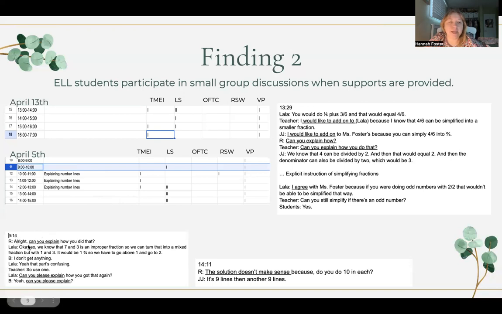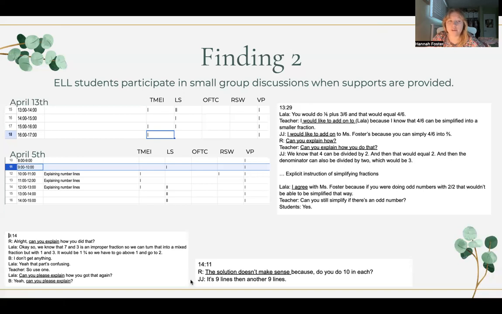If you jump down here to minute 9, R says, all right, can you explain how you did that? Lala then gets to talk. And then B says, I don't get anything. Yeah, that part's confusing. And then I, as a teacher, say, so use one. You have these supports, let's use one. And Lala then is able to see that. Can you please explain how you got that again?